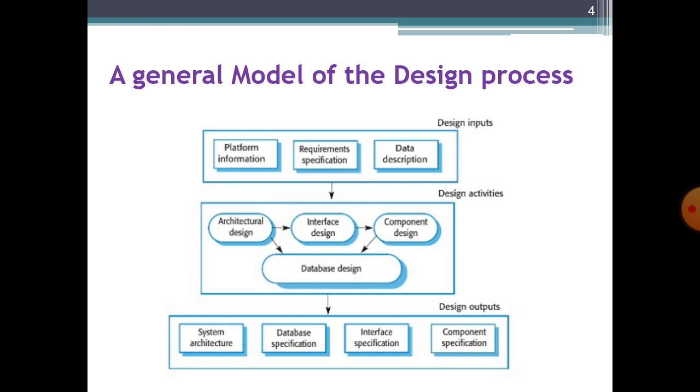If you look at the design process activities, we have discussed architectural design many times. In architectural design you identify the overall structure of the system, the principal components which we also call subsystems or modules, and the relationships and how they are distributed across the system. So it's all about architectural design.